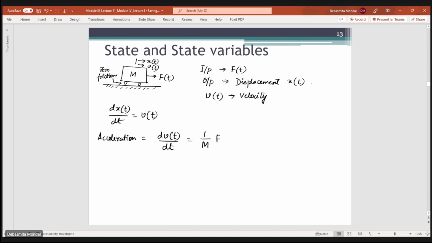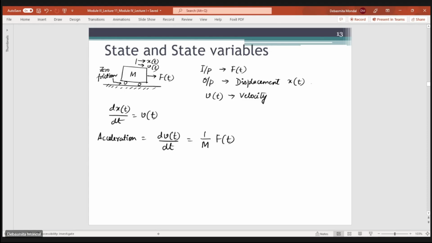Since the force is equal to mass into acceleration, and if you draw the free body diagram, you see that there is only one force on this side and there is no damping or no friction, so all the other factors are zero. So you can simply write these two equations from the free body diagram.